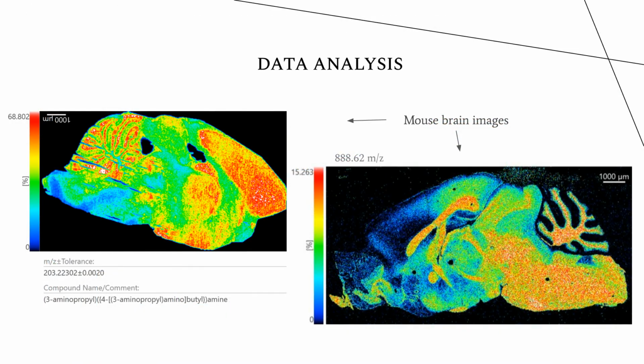And these are some final images that show the distribution of certain lipids in mouse brains. Each image is for a specific lipid that has a certain mass. The areas of red are the areas in the brain where that lipid is most concentrated.